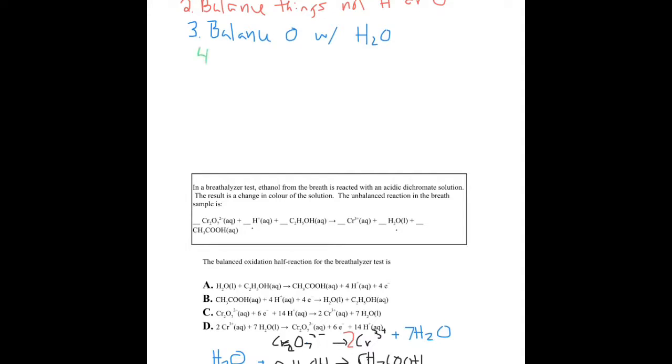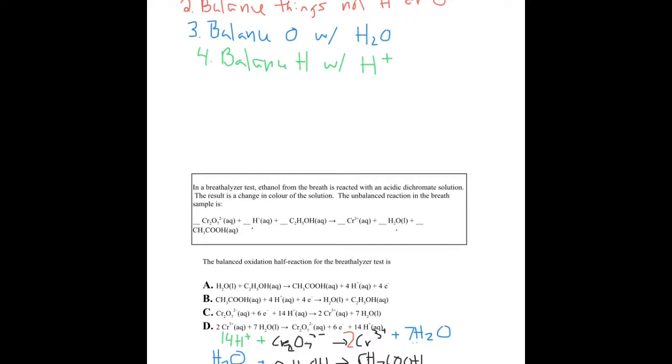The fourth step is to balance H's with H+. So I use hydrogen ions now to balance the amount of hydrogen. So in this first reaction down here, I now have 14 H's on the right-hand side, but none on the left. So I need 14 H pluses.